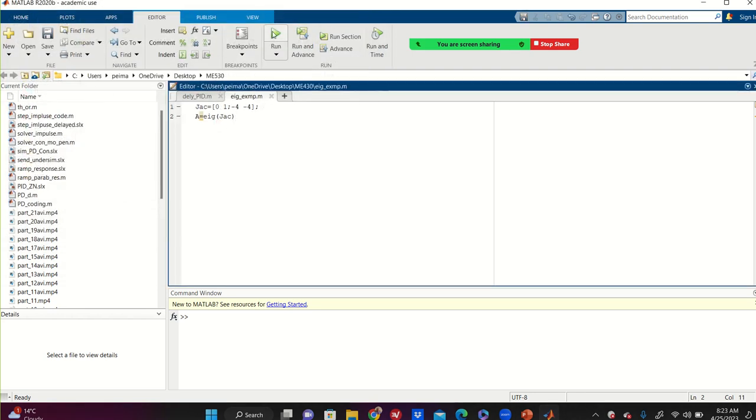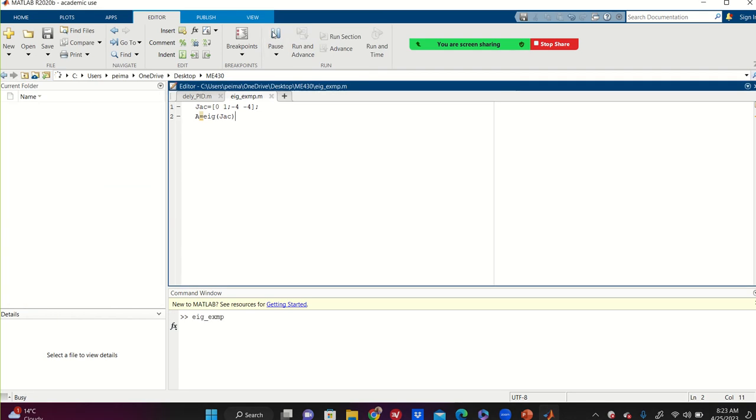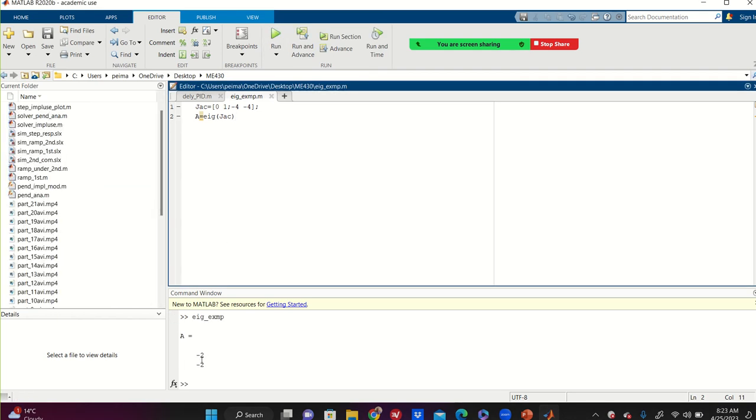Okay. So if I run this, it says minus 2, as we got. See what I'm saying? Everybody? Yes? So the eigenvalues are like that.